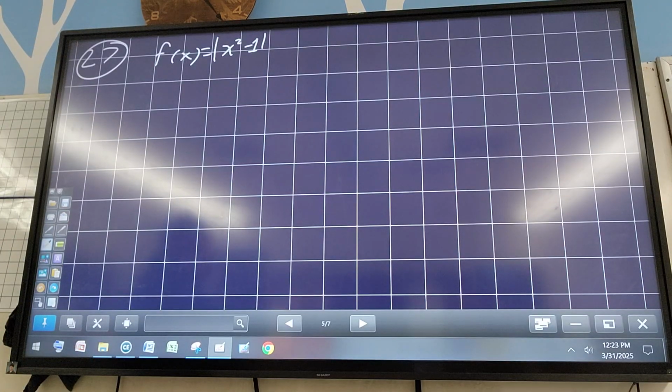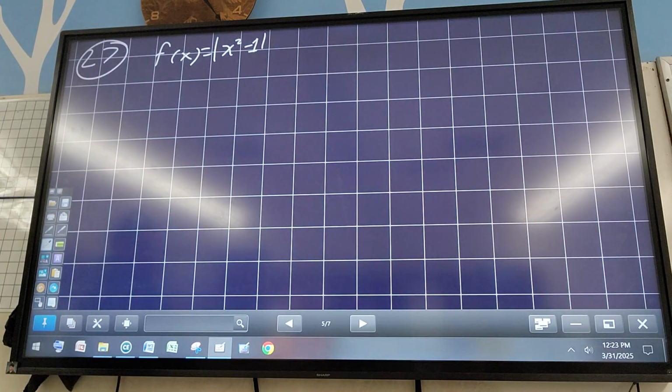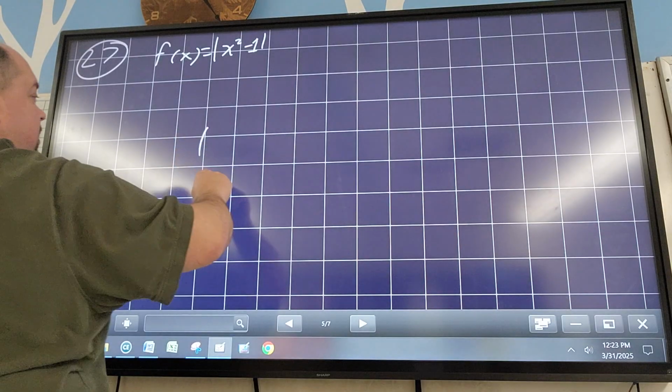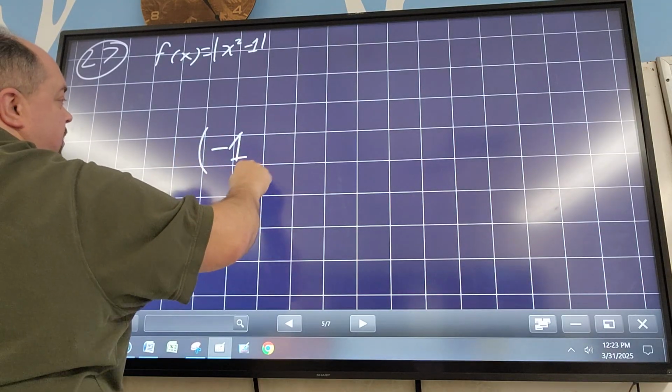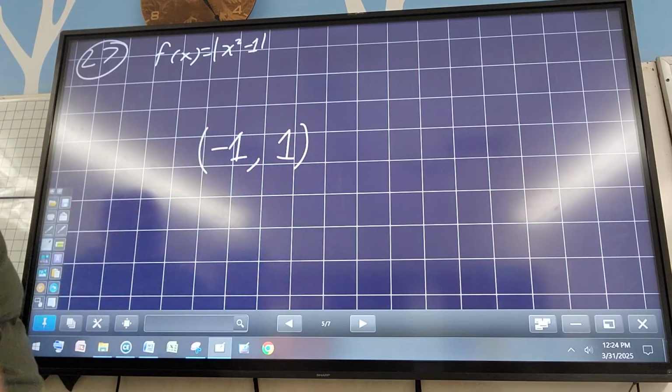Where x is negative 1. When x is 0, it would be negative. What domain of numbers will it be negative? Negative 1 to positive 1. Which type of parentheses? Open parentheses. So from negative 1 to 1, on this domain is where that equation is going to end up as negative.